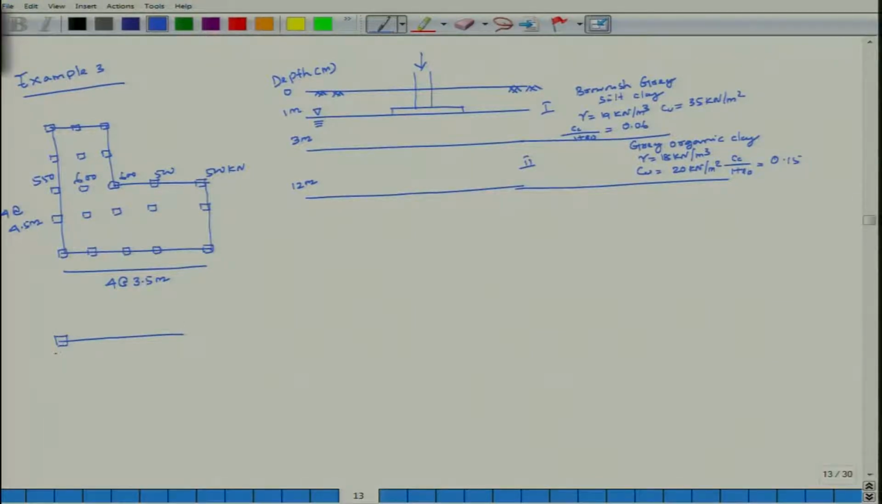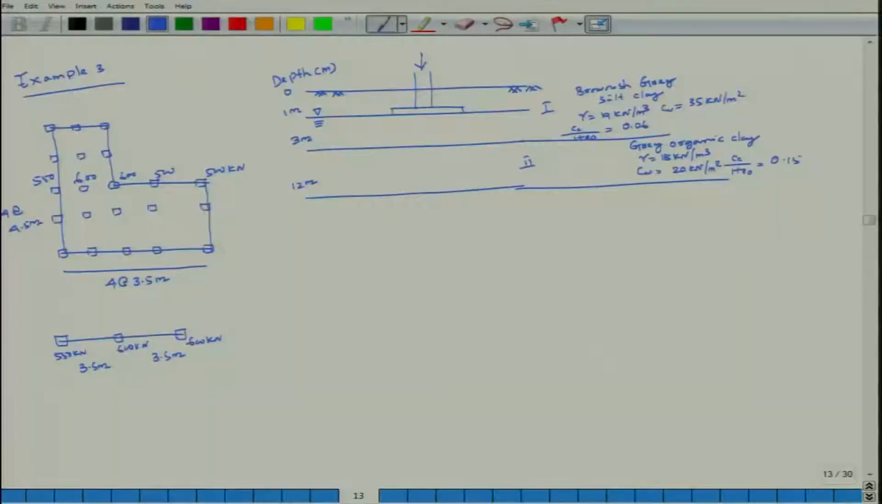This column has a 550 kilonewton load. Here it is 600 kilonewton. Here it is also 600 kilonewton. The distance is 3.5 meters. The distance is 3.5 meters. You can do it, and individually also you can find it out.